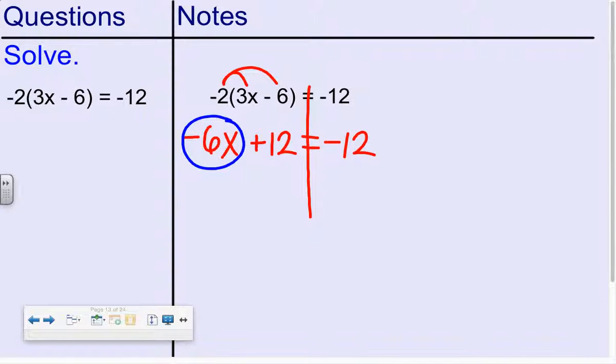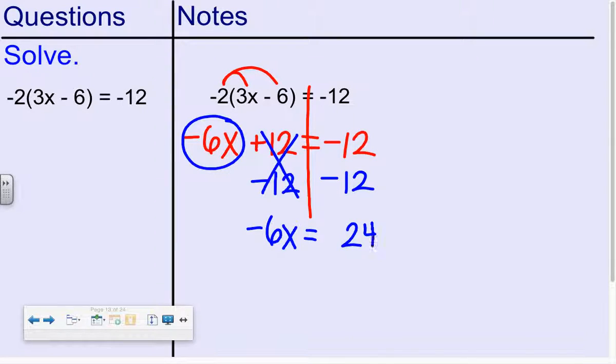The number grouped with my x this time is negative 6, so I'm going to circle that entire group. And to get rid of the plus 12, I have to minus 12 on both sides. Now remember, negative 12 and negative 12, when you're adding 2 negatives, it makes a bigger negative. So just add the 2 12s together. 12 and 12 make 24, and then put a negative in front of it.